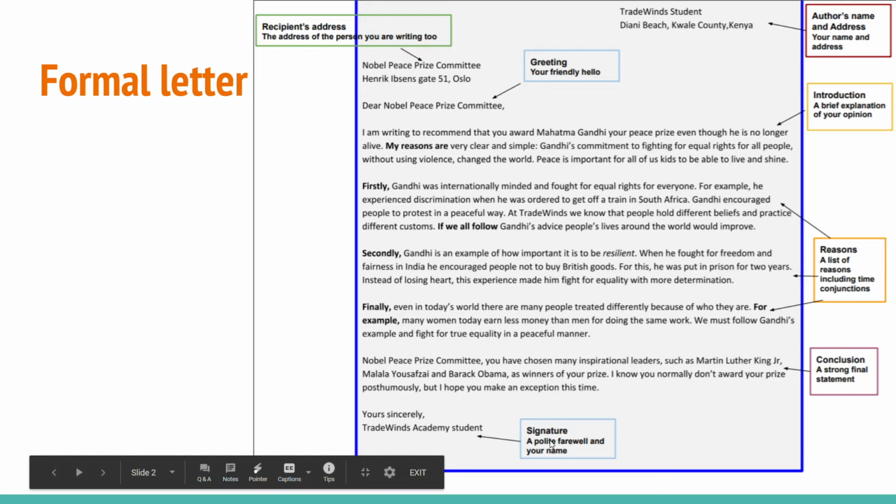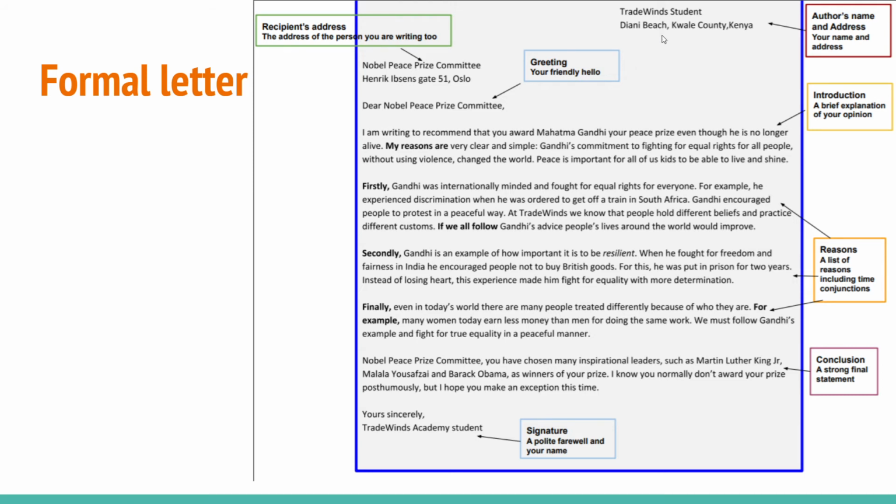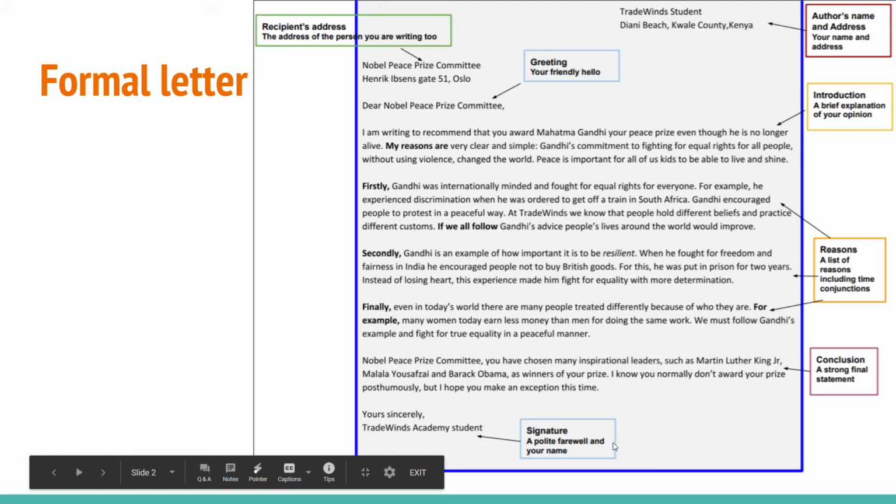The last thing I'm going to do is I'm going to write my signature and I'm going to maybe say a polite farewell. Yours sincerely, Mr. De Vercelli. You could put your name down here. These are the parts of a formal letter. We have the author's name, that's you or me in this case, who you're sending this letter to, a hello, an introduction, some reasons, justifications for why you think what you're trying to convince them of, and a conclusion. Finally, you write your name and you say goodbye.